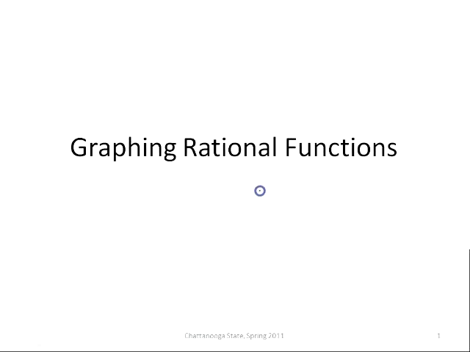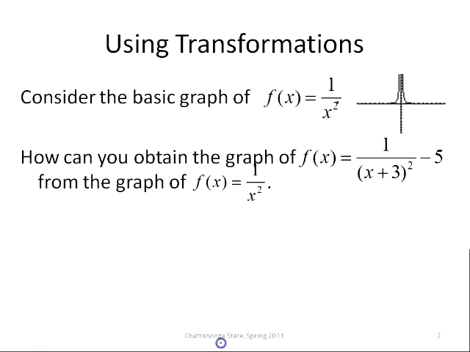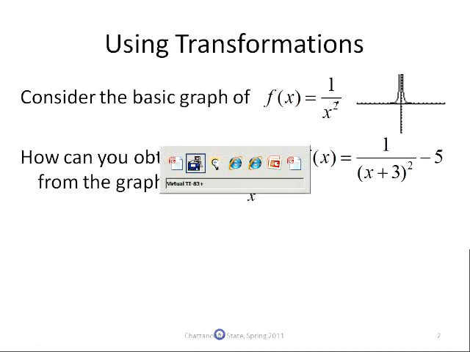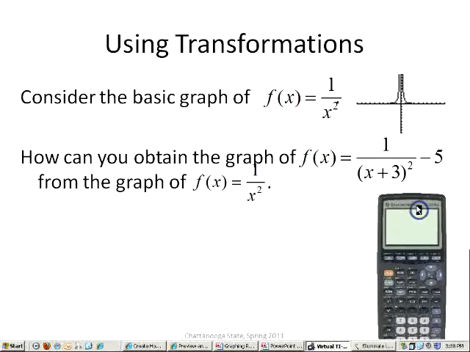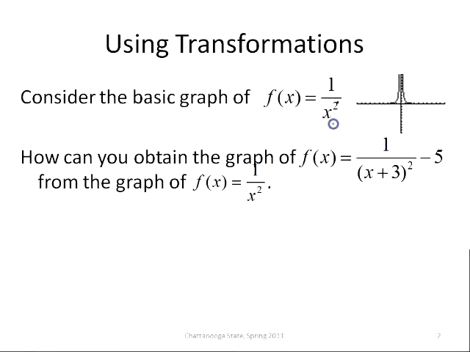Graphing rational functions. We can graph rational functions using what we know about transformations. So let's take a look at the basic graph of f of x equals 1 over x squared. For 1 over x squared, our graph looks like this. It reminds me of a nuclear tower. It goes up, and then the other side goes down.